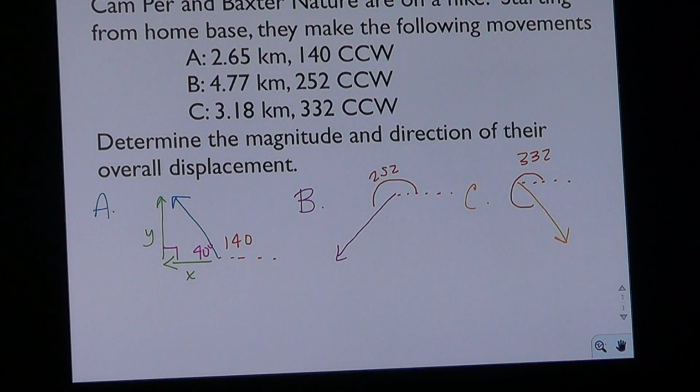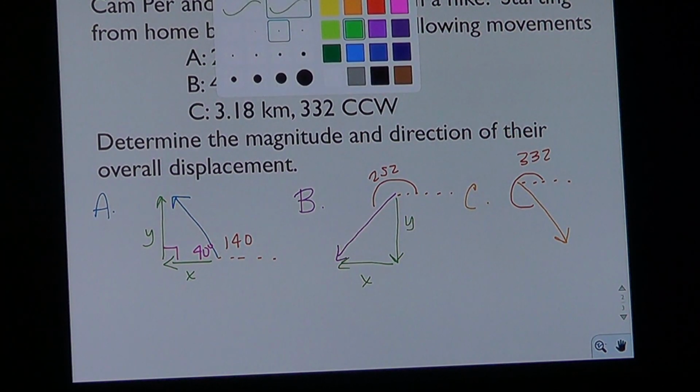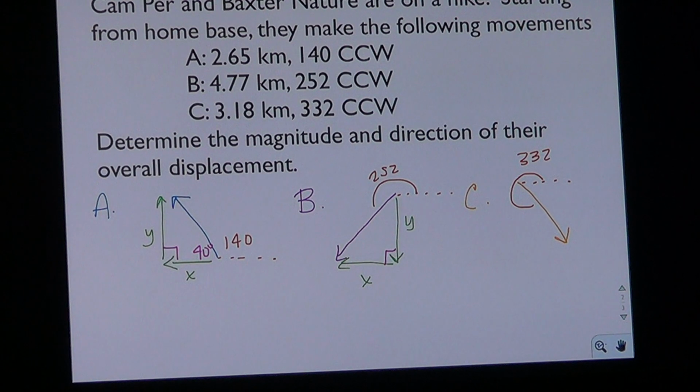Okay, and B, which two directions are the components going? South and west. Good. So this is the Y component and here's the X component. And again, we're going to have to figure out the angle that we need because we only have the CCW, so what would the measure of the angle that we need be? How did you calculate that? 270 minus 252. Good.